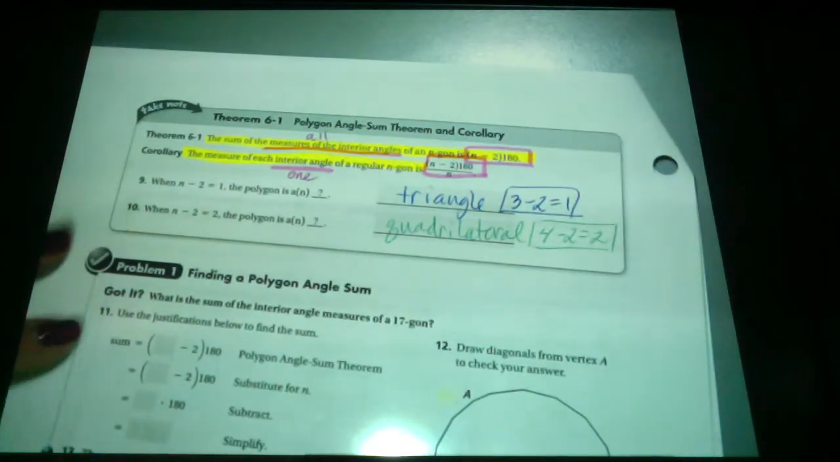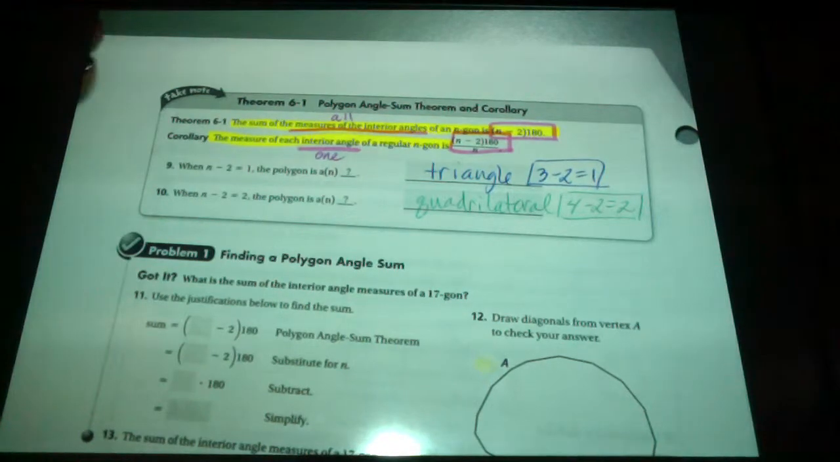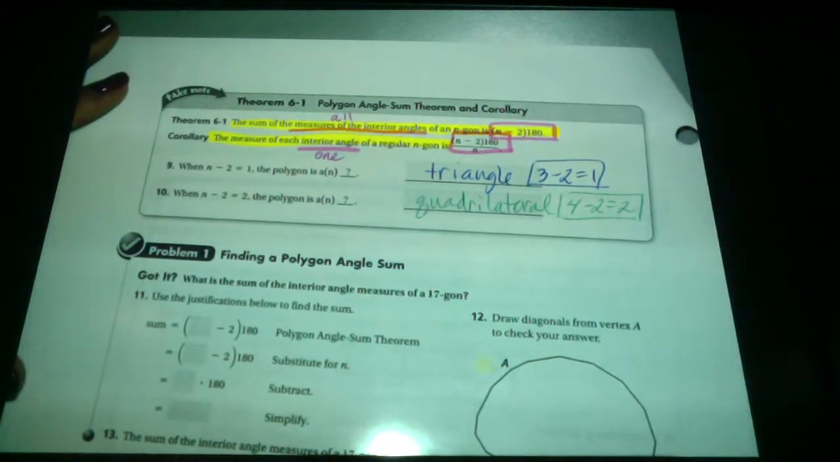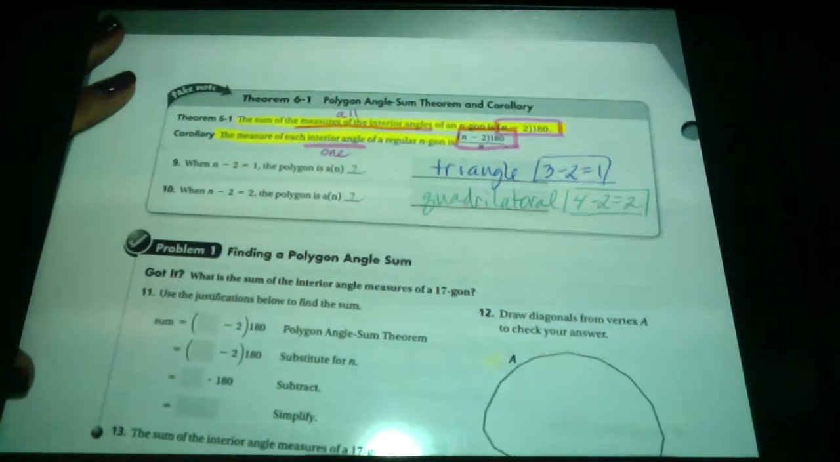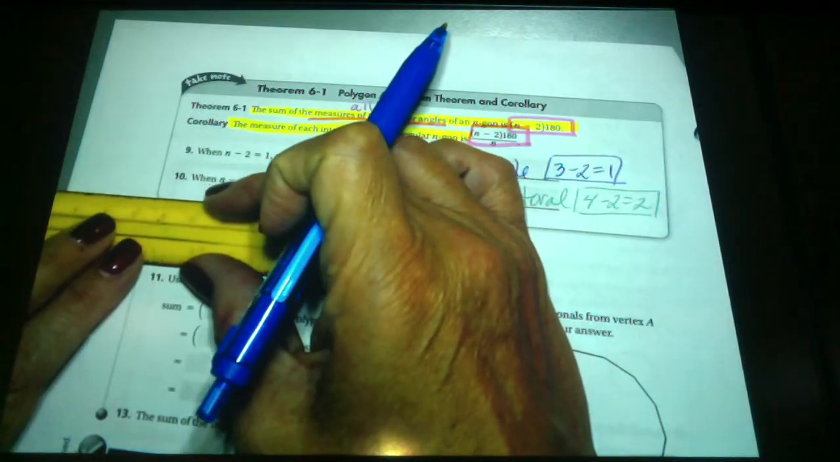And n is the number of sides. So let me just take your quadrilateral and explain something to you. So we're going to take something small. So let's draw a rectangle, or something close to a rectangle.